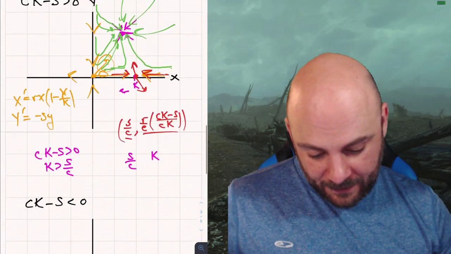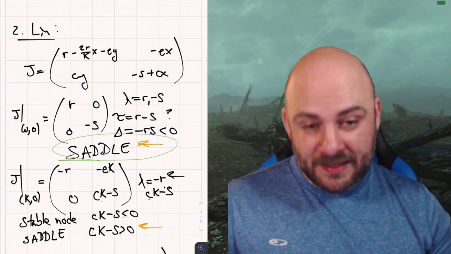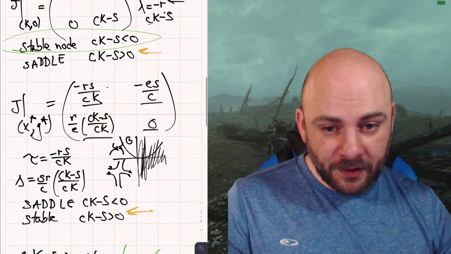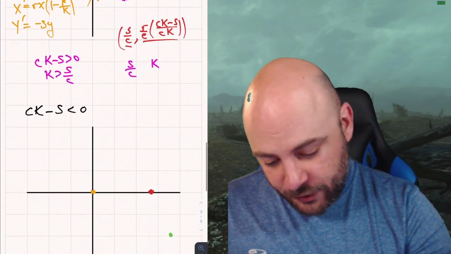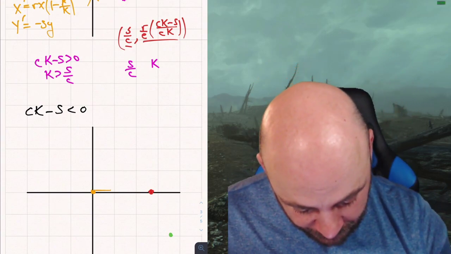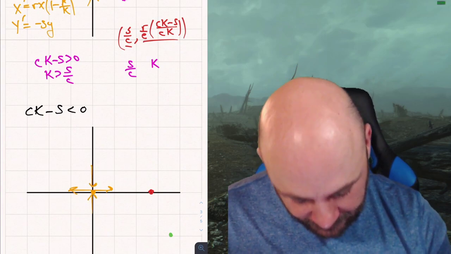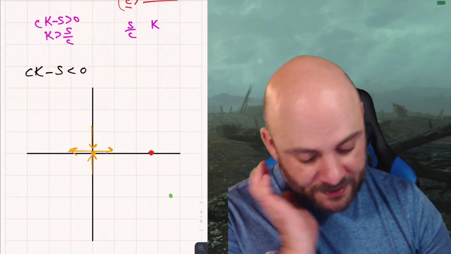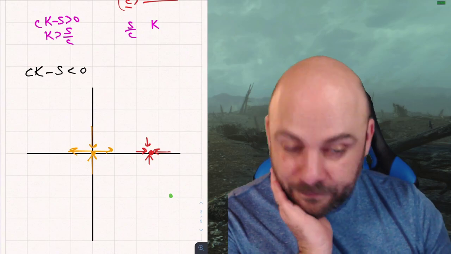Okay? Now, in this case, my origin is still a saddle. It's always a saddle. This guy right here, that's a stable node. And then this last point down there is a saddle. Using extremely similar arguments to when there's an absence of species X or an absence of species Y, I know that this saddle looks like this. And I'm drawing arrows just very close to it. My red point I know is a stable node. So near it, all flow goes to it.